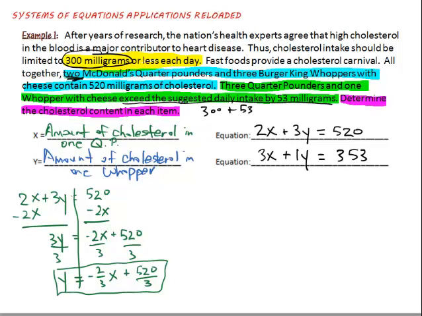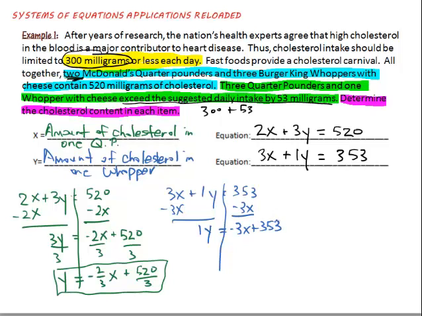Now I'm going to solve the other equation. My second equation is 3x plus 1y equals 353. So I'm going to solve that for y. Subtract 3x from both sides and get 1y, or just y, equals negative 3x plus 353. Okay, so that's my second equation.